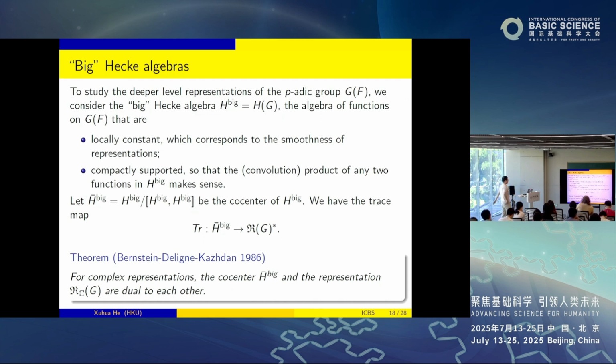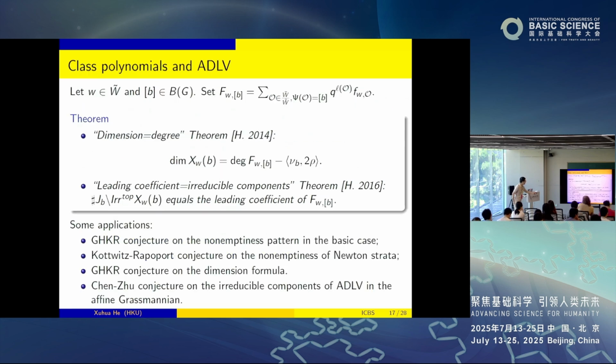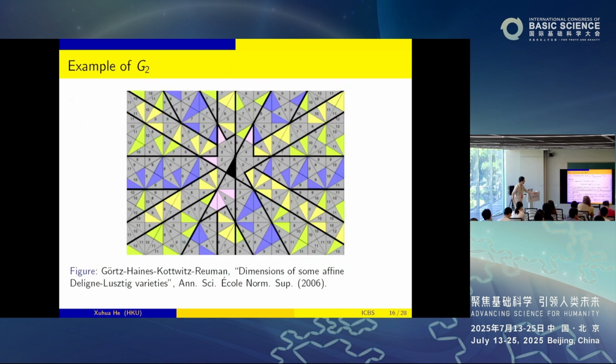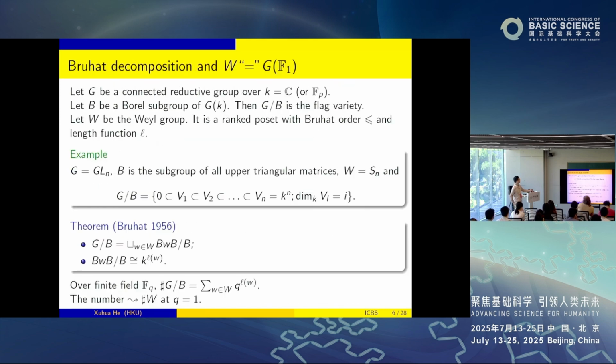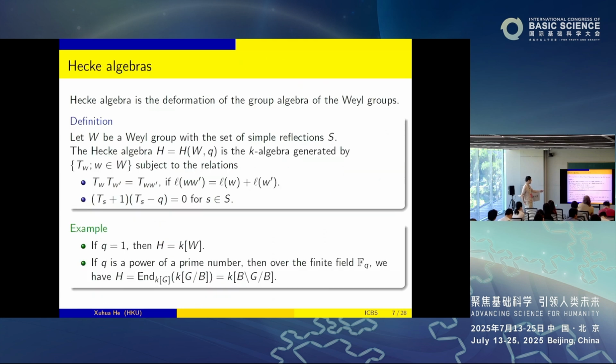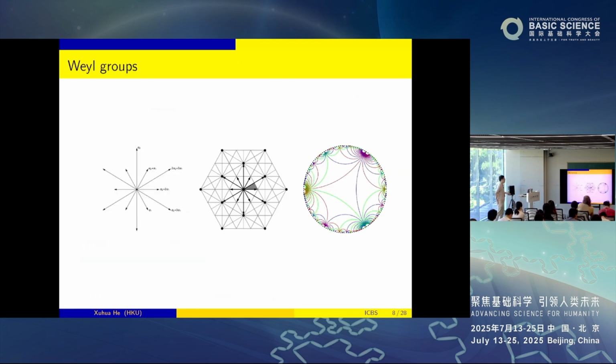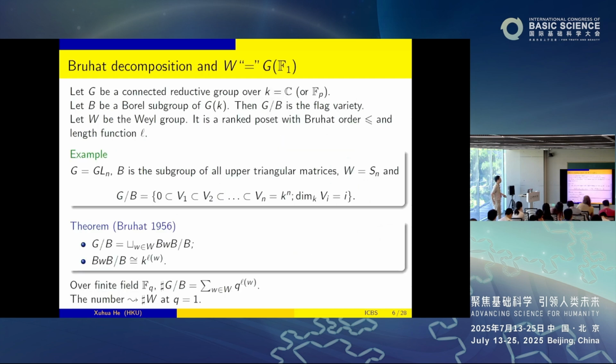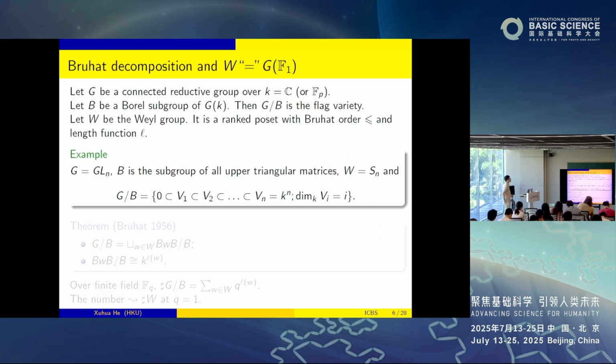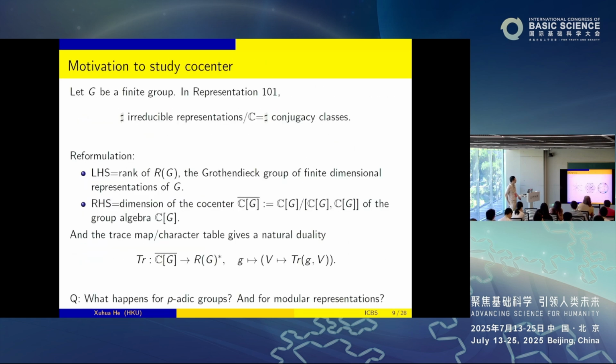Okay, now we go back to the original motivations for the cocenter. So we try to relate the cocenters with the Weil representations.